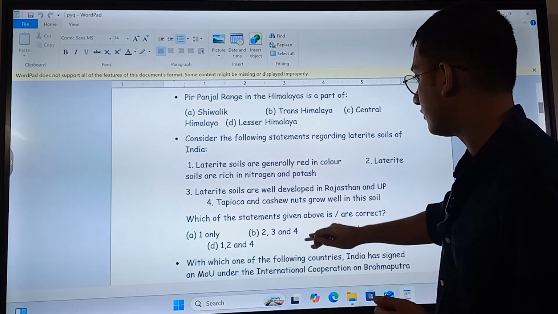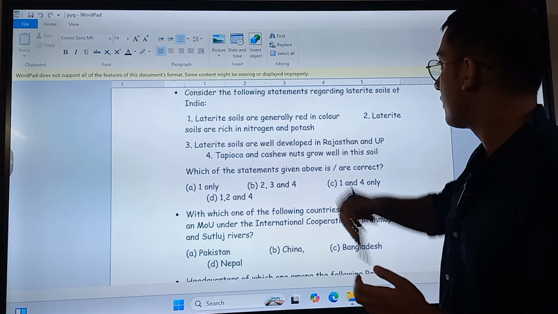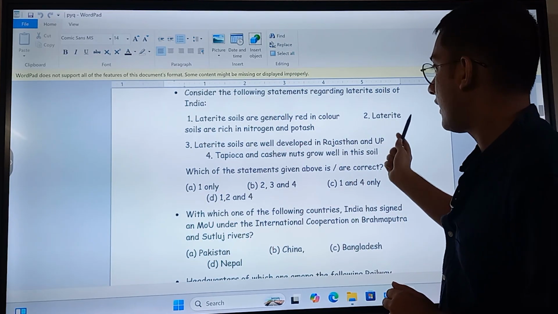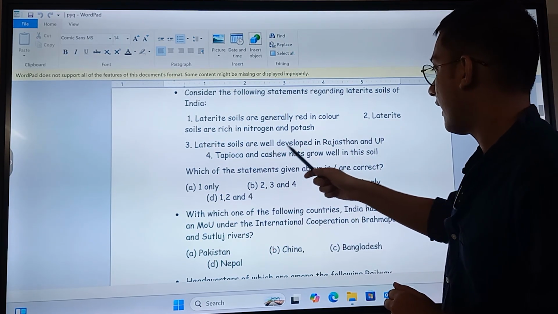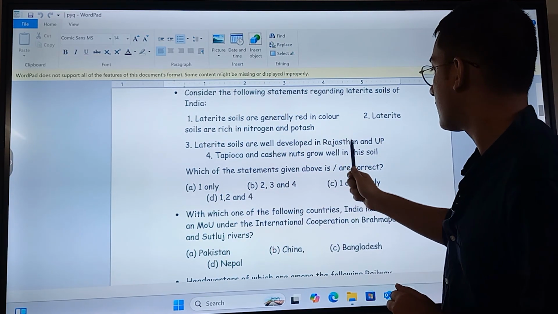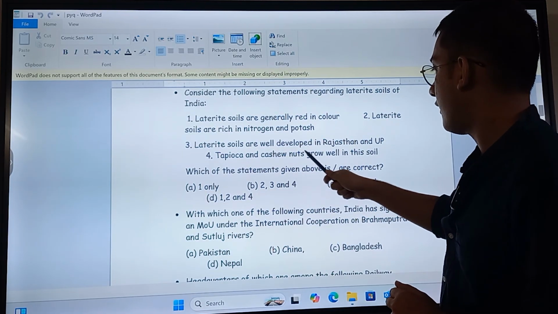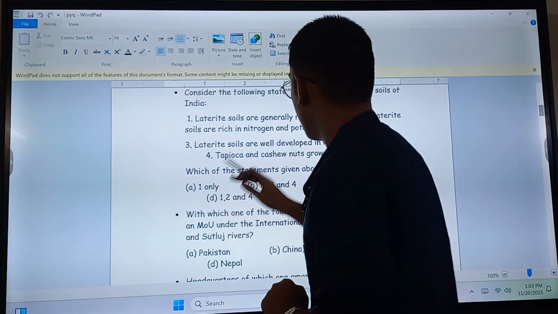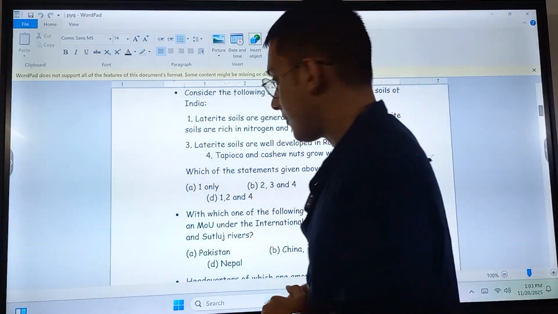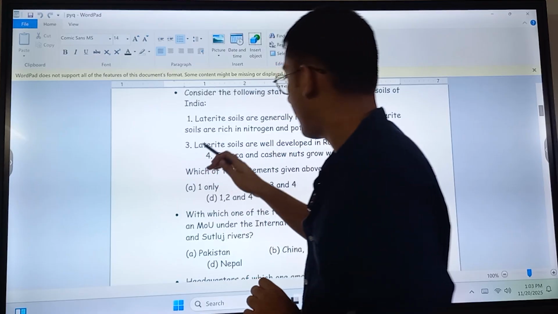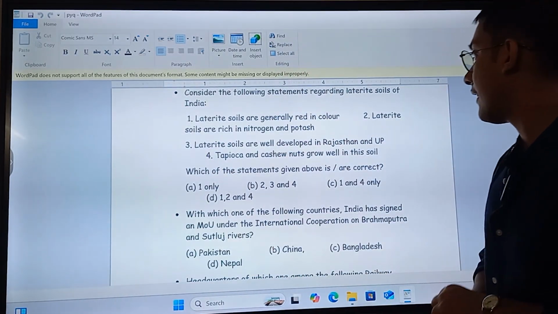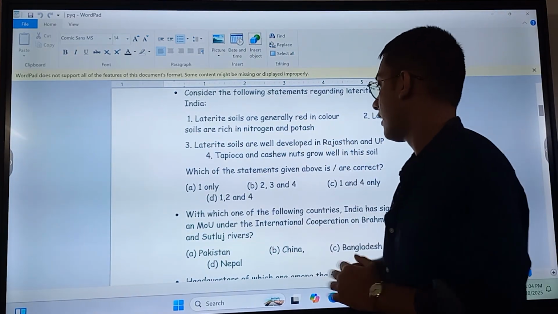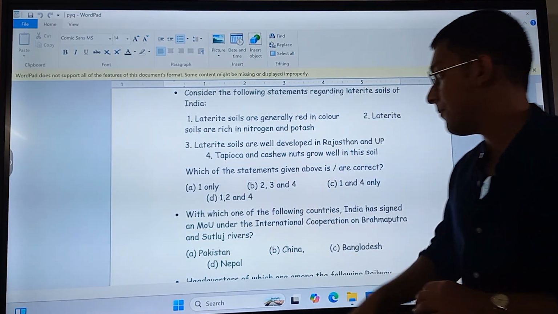Now the next question. Consider the following statements regarding laterite soil of India. Laterite soils are generally red in color. Laterite soils are rich in nitrogen, potash. Laterite soils are well developed in Uttar Pradesh. Tapioca and cashew nuts grow well in this soil. So in this soil, we already know laterite soils are not usually red in color, right? Also, we know that it's not rich in nitrogen, potash. So the answer here will be 1 and 4 only.